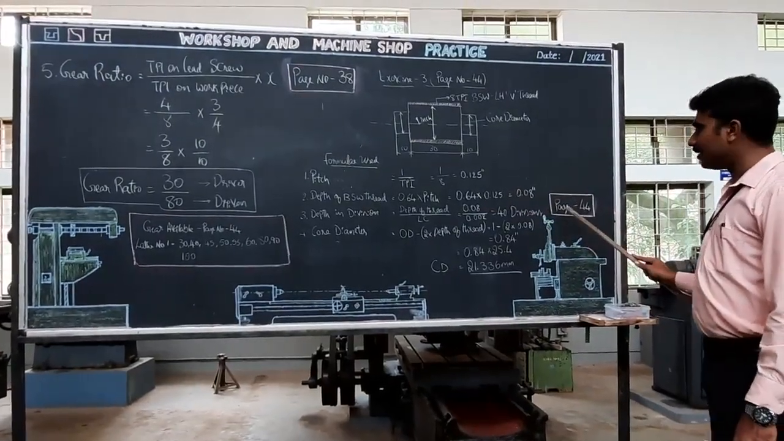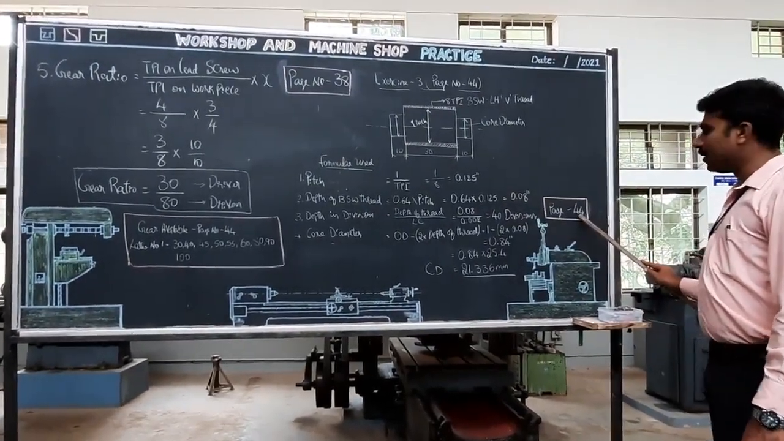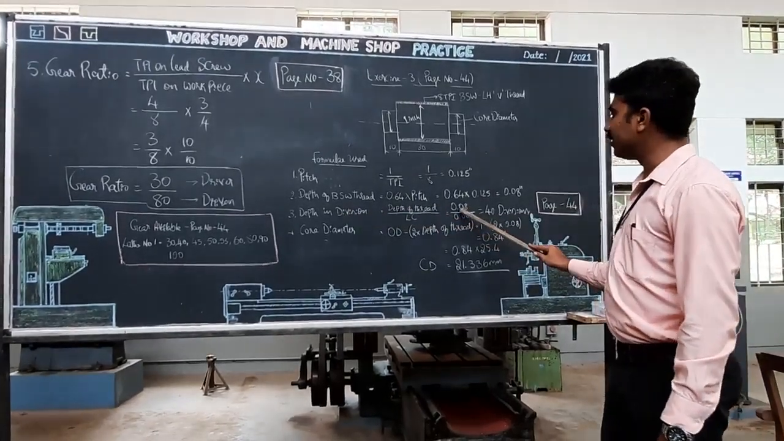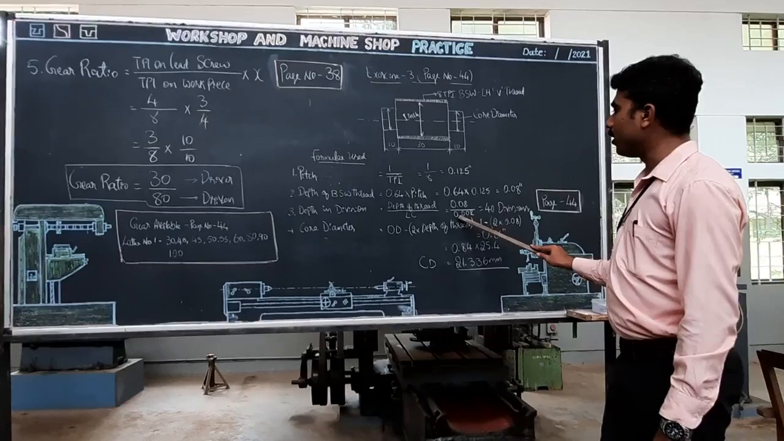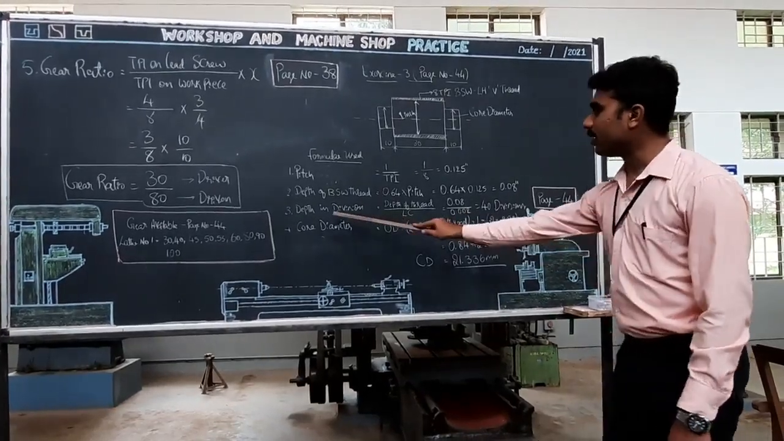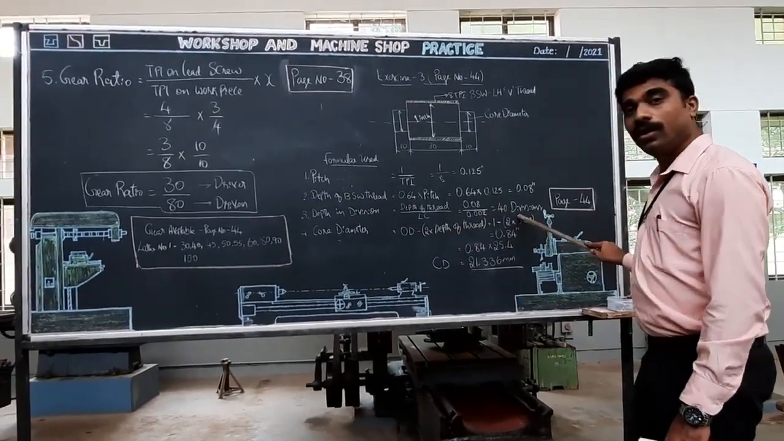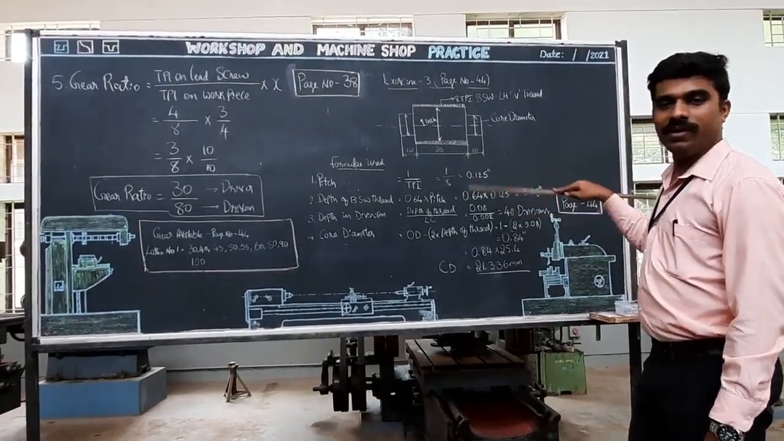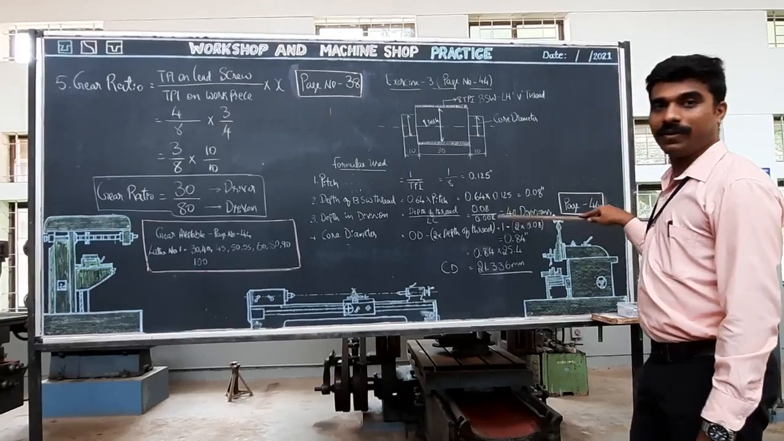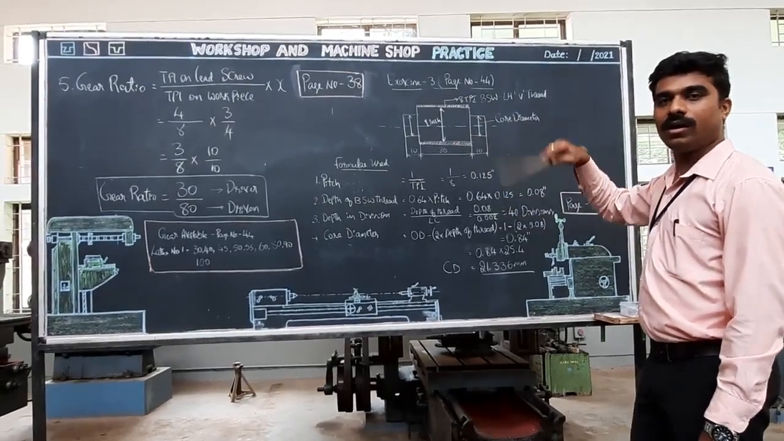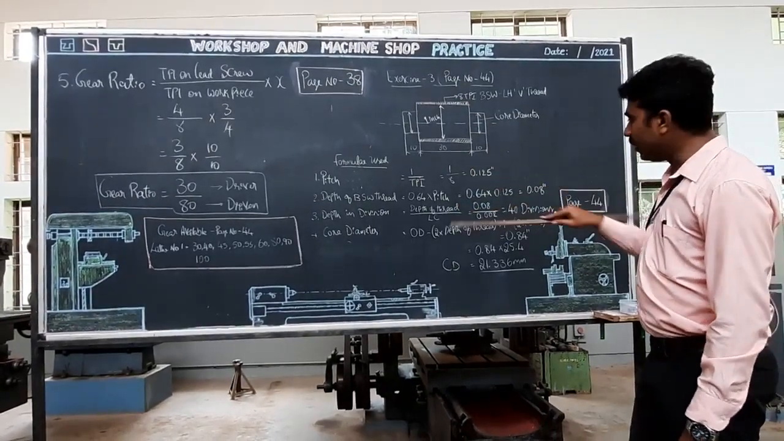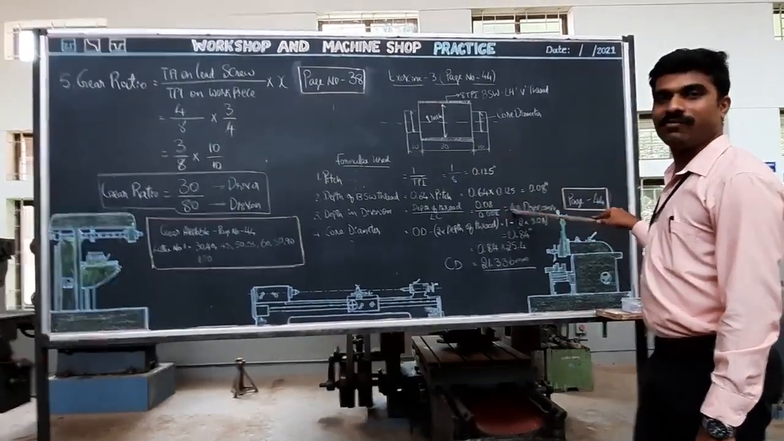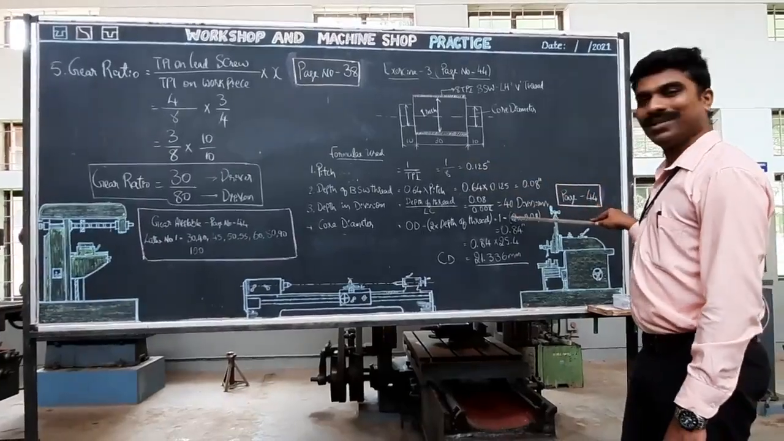How did I get 0.002? The details of the least count are available on page number 44. So we get 0.008 divided by 0.002, and you will get depth in divisions equal to 40 divisions. These values will be useful when you are doing gear cutting operations. When I make a video on gear cutting operations in the lathe, you will come to know how these numbers are used to set the machines.